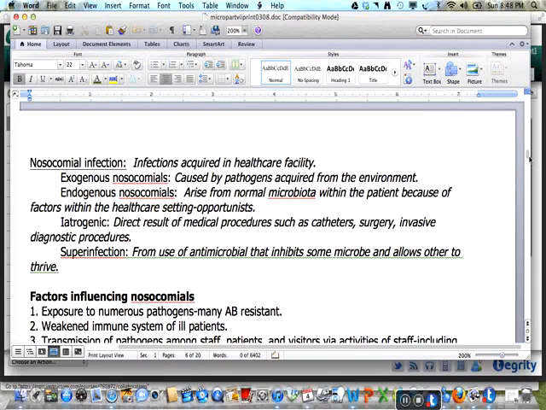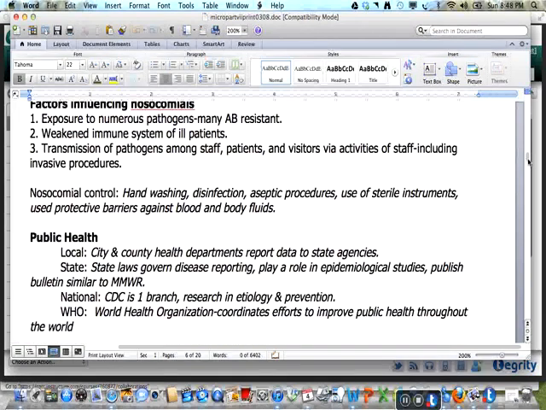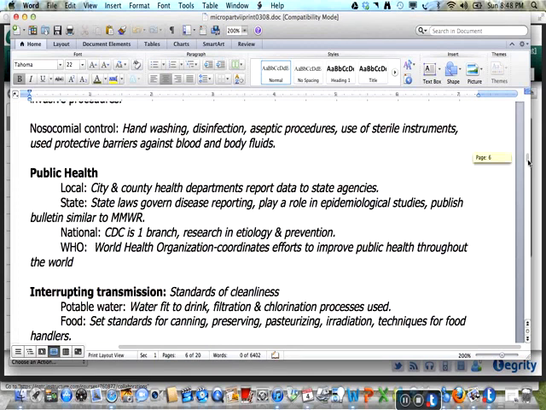The occurrence of nosocomials is influenced by several factors. For example, in a healthcare setting, a person is exposed to numerous pathogens, and many are antibiotic resistant. Many ill patients have weakened immune systems. There is transmission of pathogens among staff, patients, and visitors via routine activities of the staff. This includes invasive procedures, use of sterile instruments, and the use of protective barriers against blood and body fluids.